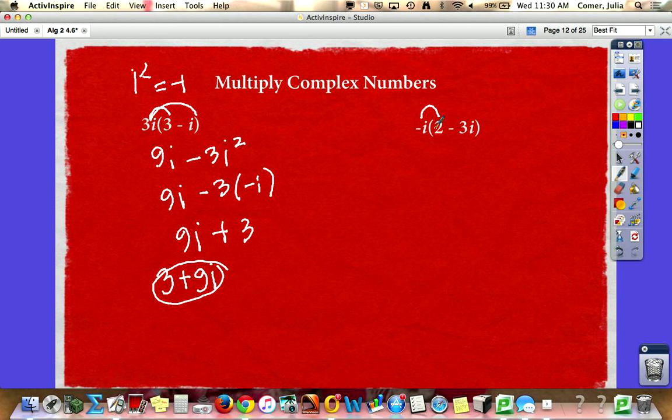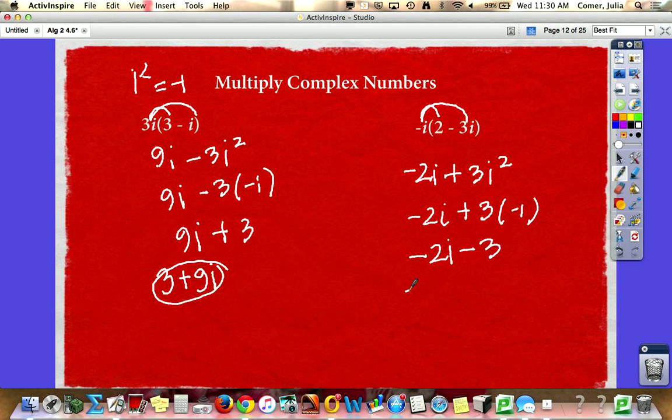Over here I'm going to distribute my -i, so I'd have a -2i. -i times -3i would be a +3i squared. So -2i plus 3 times, well, i squared we know is -1. So we've got -2i minus 3, which is the same as -3 minus 2i, having that real term first.